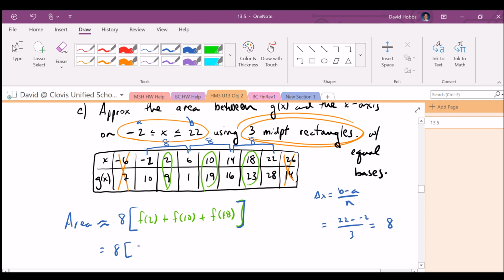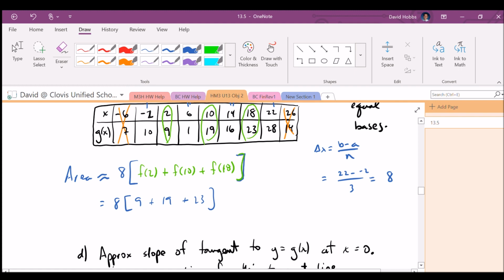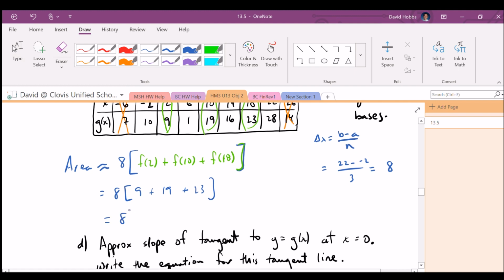Now f of 2 is 9, f of 10 is 19, f of 18 is 23, which is 8 times, let's see, 9 plus 19 plus 23 is 51. Times 8 is 408.